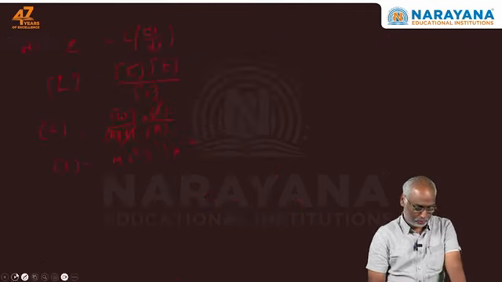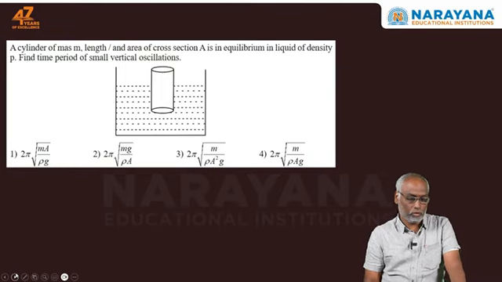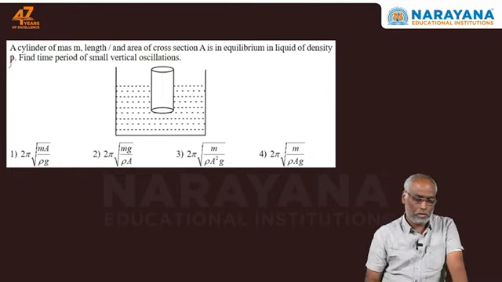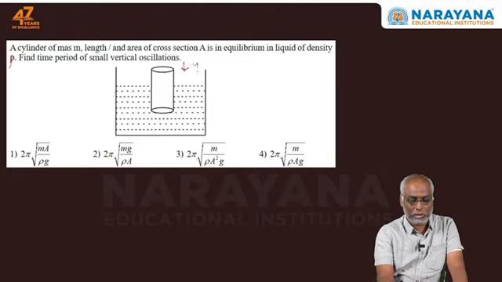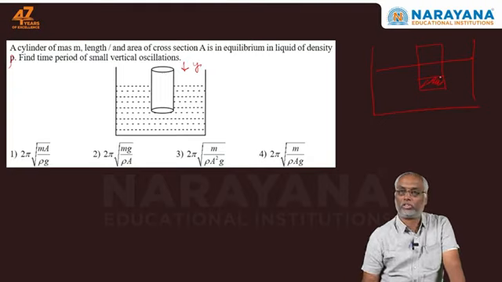The next question. A cylinder of mass m, length L and area of cross section A is in equilibrium in liquid of density rho. Find the time period of small oscillations. So what we consider is that it is already in equilibrium. Let us imagine that it has been displaced by a small distance y. So when it is displaced by a small distance y, an extra length of y has been immersed into the liquid. So there is an increase in force of buoyancy which will act as restoring force.